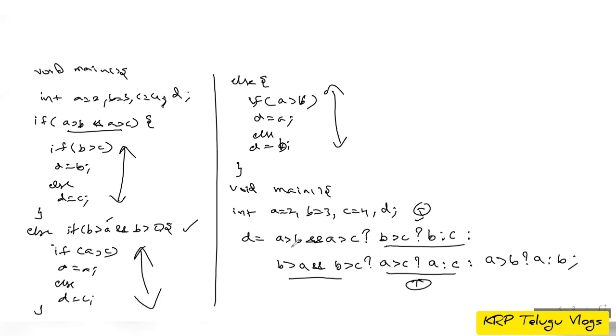Okay. So for this one, this is the true part and the entire remaining thing is the false part. For this one, this is the true part and this is the false part. Clear? Understood? Yes, sir.